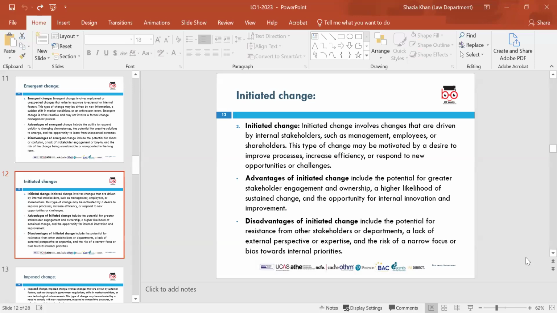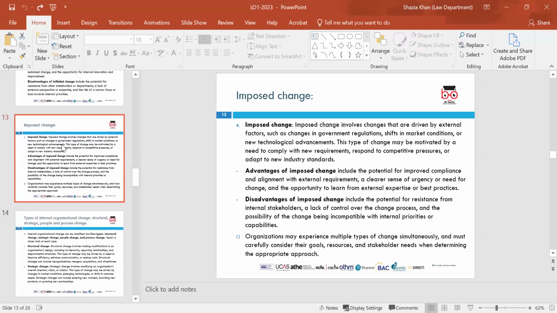Disadvantages of initiated change include the potential for resistance, again, from stakeholders or other departments. Imposed change, and this is imposed upon you, as it says. It's changes by external factors. So it could be government regulations, it could be technology, it could be something that's imposed on you that you need to comply with. So it might be a change in the law, it may be things that are imposed on you from an external org that you need to comply with to try to respond to competitive pressures.